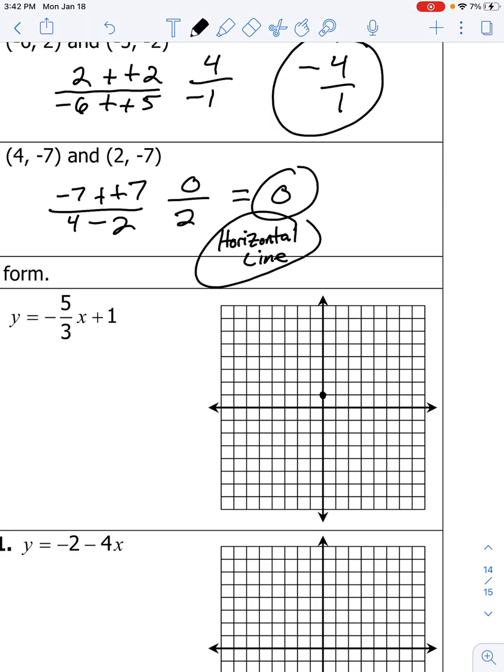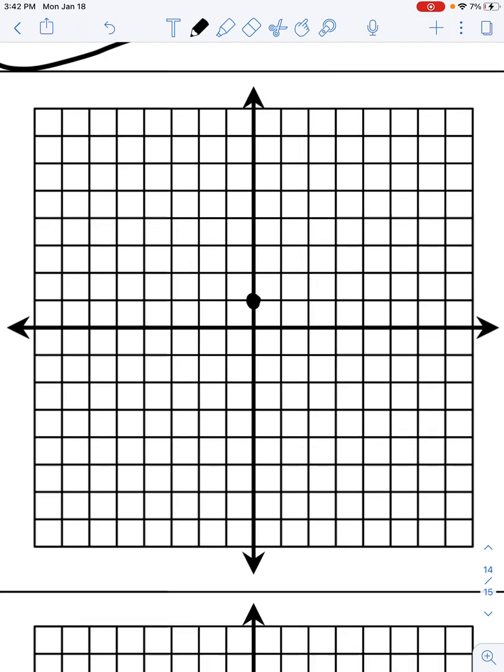And then two other points using the slope. So negative 5 over 3. All right, so we're going to go down 5 and right 3. Now, we can't do another one. So what we're going to try and do is we're going to try and go backwards.